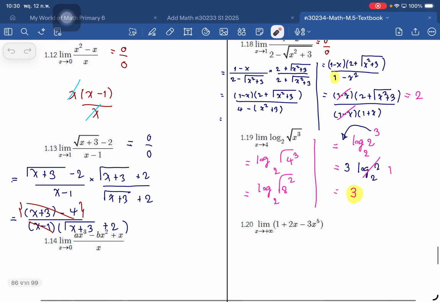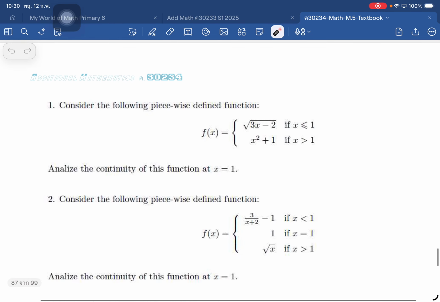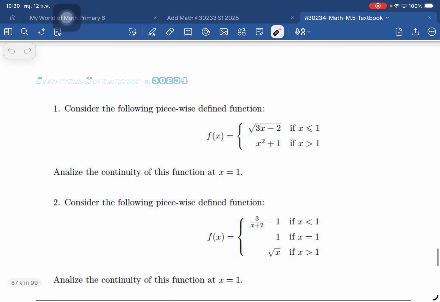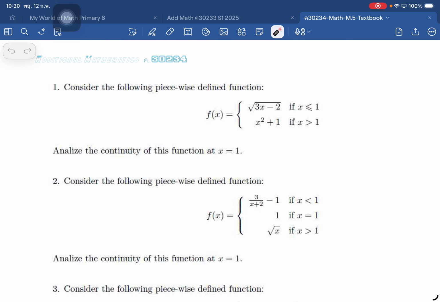Yes, it will become 0, right? Now the value of the function and the left limit are not the same. Then we can say immediately, no need to check for the right limit. This is discontinuous.